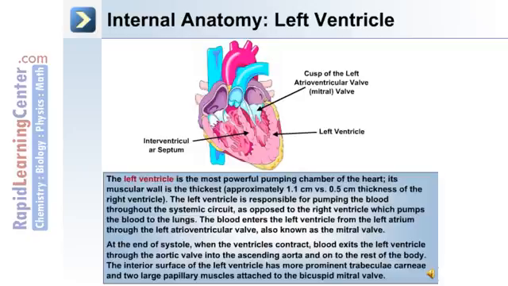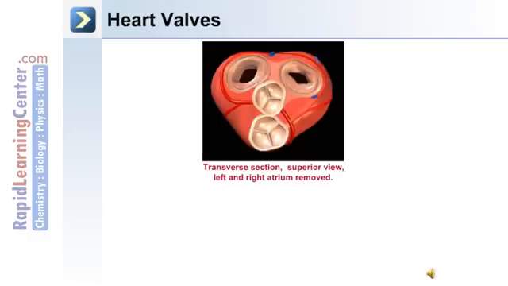The blood enters the left ventricle from the left atrium through the left atrioventricular valve known as the mitral valve. At the end of systole, when the ventricles contract, blood exits the left ventricle through the aortic valve into the ascending aorta and on to the rest of the body. The interior surface of the left ventricle has more prominent trabeculae carneae and two large papillary muscles attached to the bicuspid mitral valve.